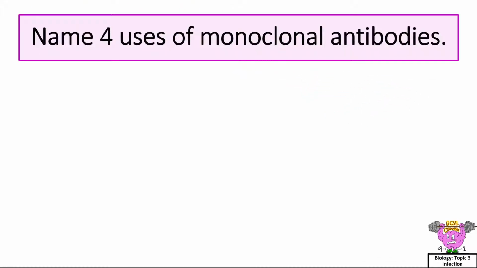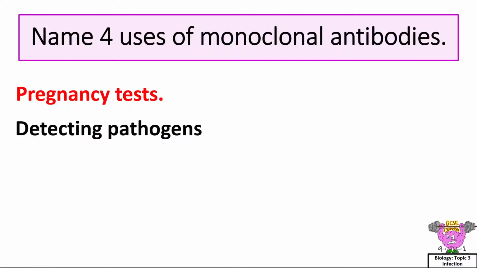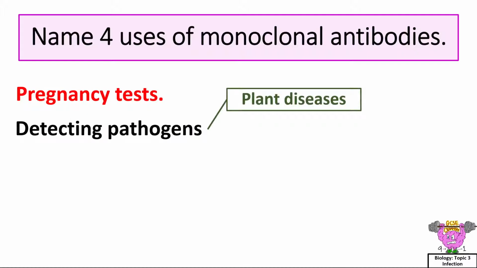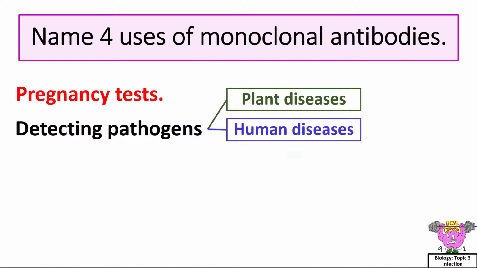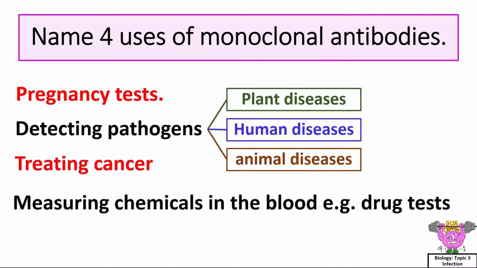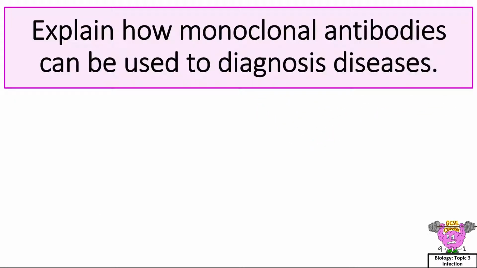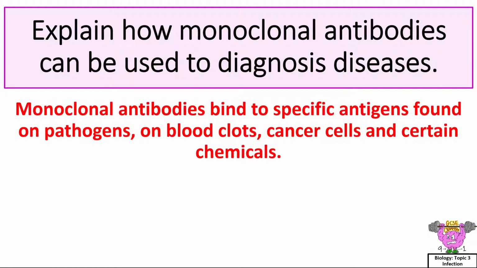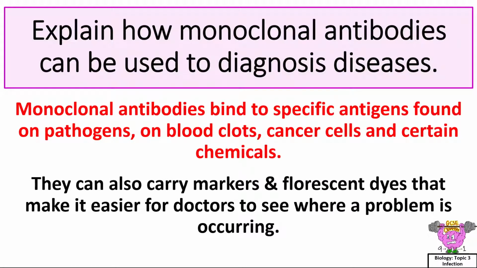Name 4 uses of monoclonal antibodies. They're used in pregnancy tests, detecting pathogens to diagnose plant diseases, human diseases, and animal diseases. They are also used in treating cancer and measuring chemicals in the blood, for example in drug tests. Explain how monoclonal antibodies can be used to diagnose diseases. Monoclonal antibodies bind to specific antigens found on pathogens, on blood clots, cancer cells and certain chemicals. They can also carry markers and fluorescent dyes that make it easier for doctors to see where a problem is occurring.